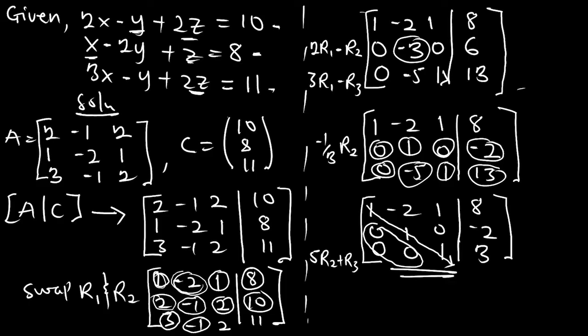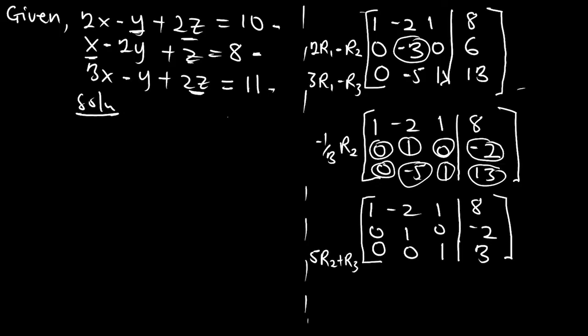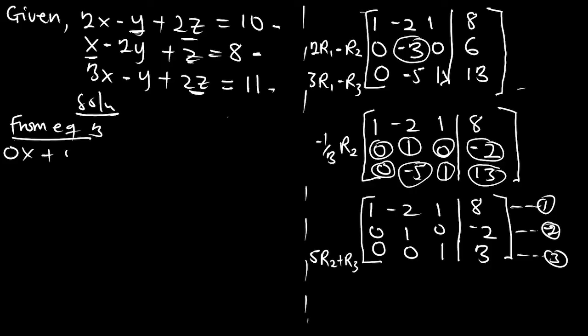We have to calculate for the values of x, y, and z. Now, can we say the first row is our equation 1, the second row represents equation 2, and the third row represents equation 3. Are we okay? So here it is easy to now find the values of x, y, and z. When you consider equation 3, if you were to write the equation from here, that is going to be 0x plus 0y plus z equal to 3.